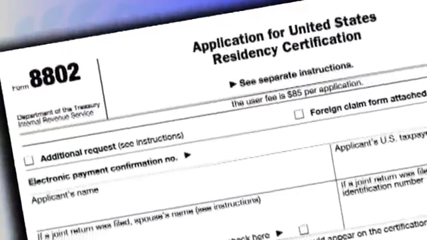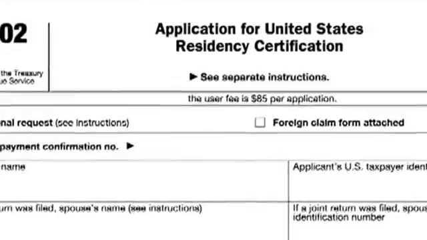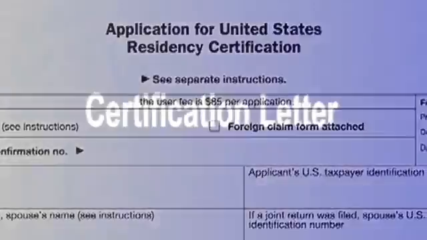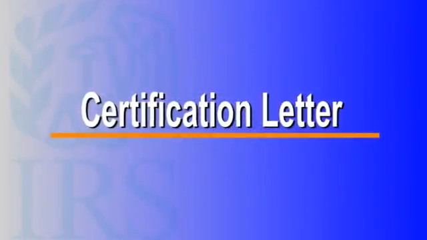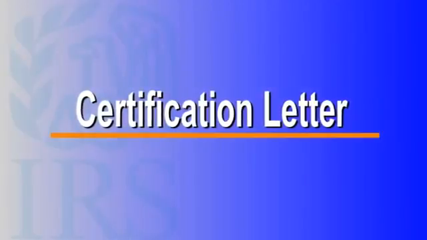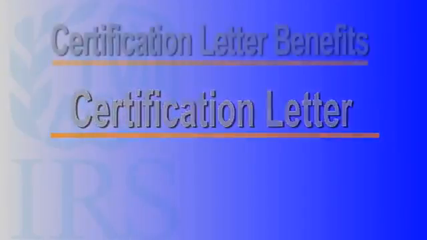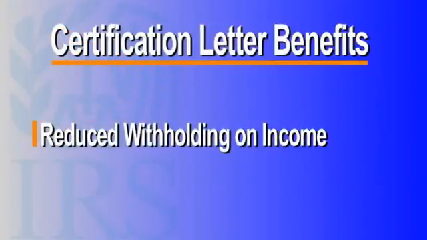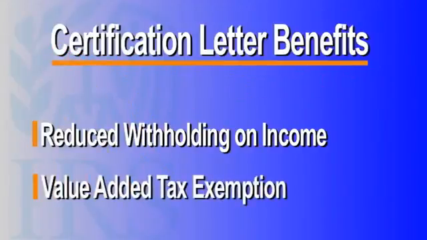Are you an individual, corporation, or other entity that needs verification of your U.S. residency for tax purposes? If so, here are some tips to help you fill out Form 8802, which is the U.S. Residency Certification Application. If your application is approved, the IRS will send you a certification letter that you can use to claim benefits under a tax treaty with a foreign country, such as reduced withholding on income you receive from that country. This letter can also help you if you are claiming exemption from a value-added tax imposed by a foreign country.